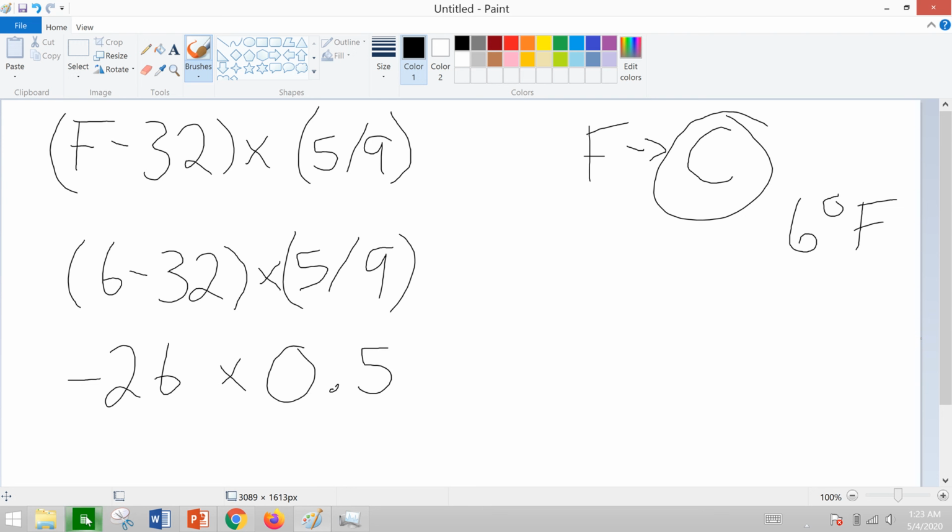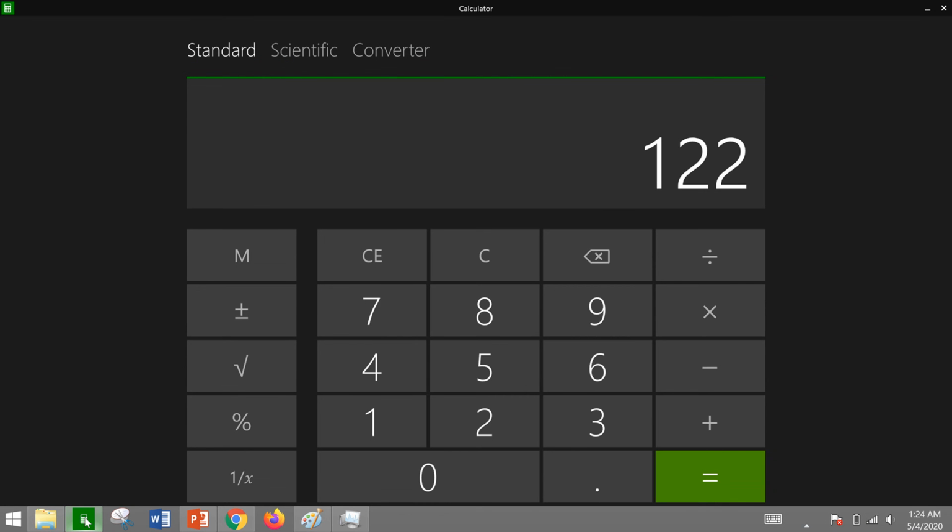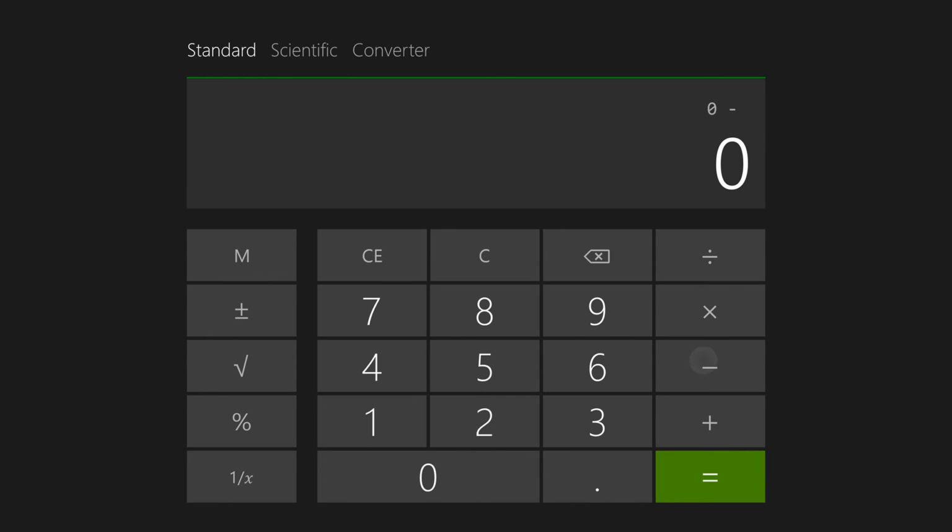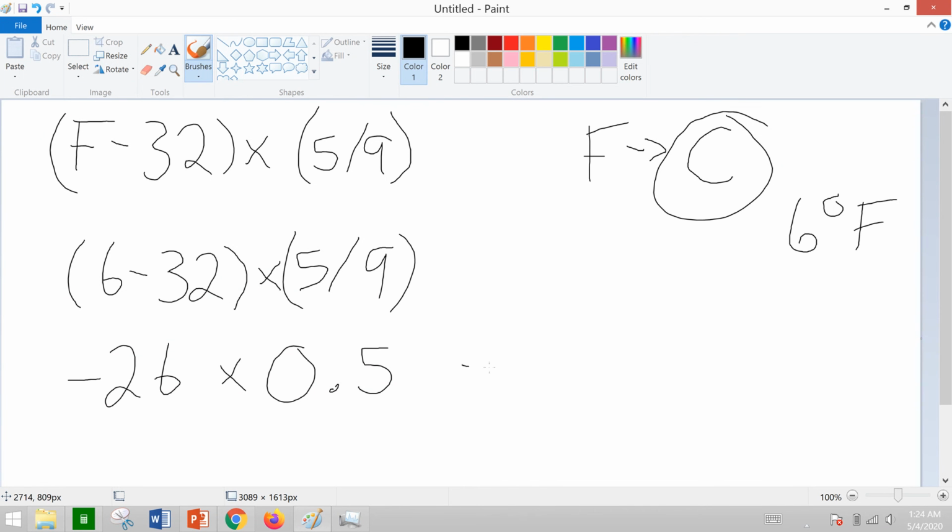And let's take our calculator out. Negative 26 times 0.5 equals negative 13. And this would be degrees Celsius. So here's our final answer, negative 13 degrees Celsius.